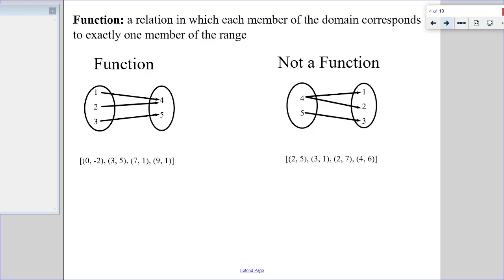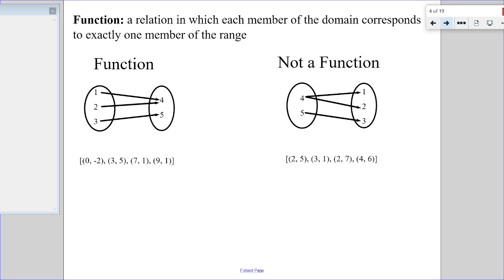Okay. And then we move on to what's called a function. Now, a function is a relation, but it's a very specific type of relation in which you only have one range value for each of your domain values. So I have function versus not a function, and we're going to look at this in a couple different ways. Here is where we're just looking at the ordered pairs or the elements of our domain and range.